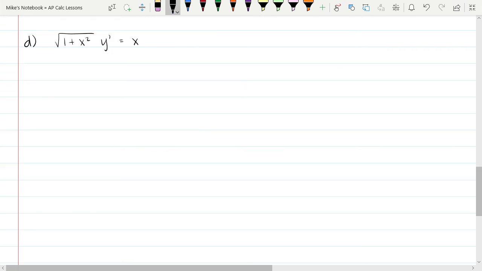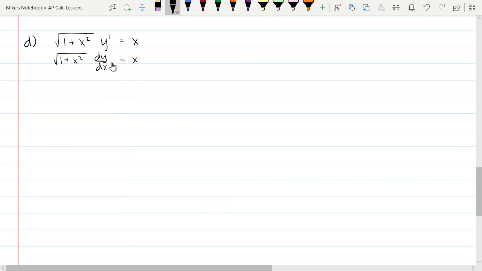All right, let's just do one more here. So we've got the square root of 1 plus x squared, y prime equals x. So again, first thing I'm going to do is rewrite that y prime. And then now we can separate our variables.